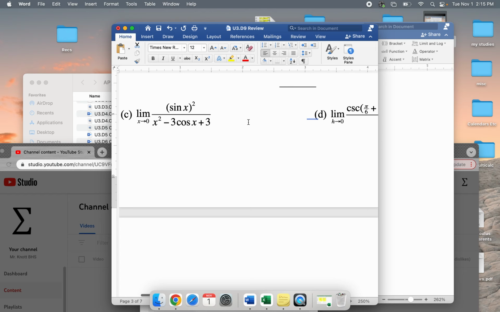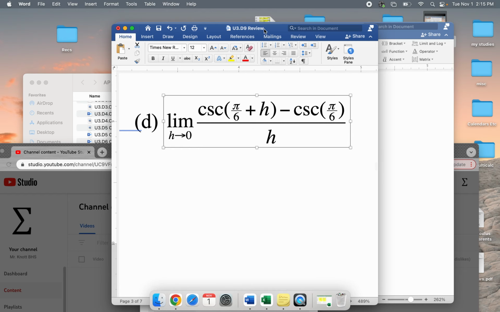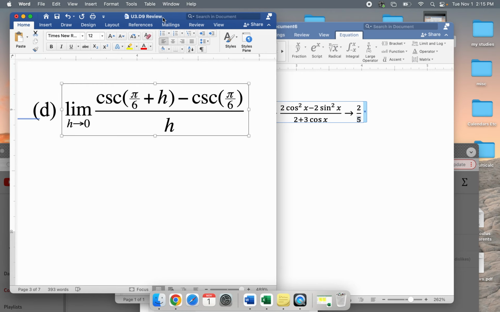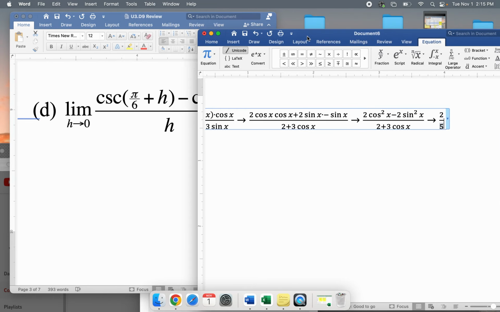Marvelous. That was annoying. This one I sort of already talked about. I guess you could do L'Hopital's rule here. The variable's h, but the derivative otherwise is the same. You have to be careful because this first term here is actually a composition, right? And then this second term here, when you're taking the derivative, is a constant. Cosecant of pi over 6 is just a constant, so its derivative would be 0.